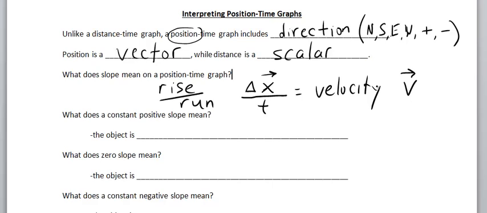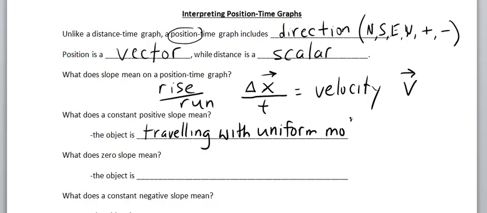So just like on the distance time graph, the slope of the line tells you the speed, on a position time graph, the slope of the line tells you the velocity. So if we have a constant positive slope, that means the object is traveling with uniform motion. Uniform motion just means that there's no change in velocity. And because it's positive, it's traveling with uniform motion in a positive direction.